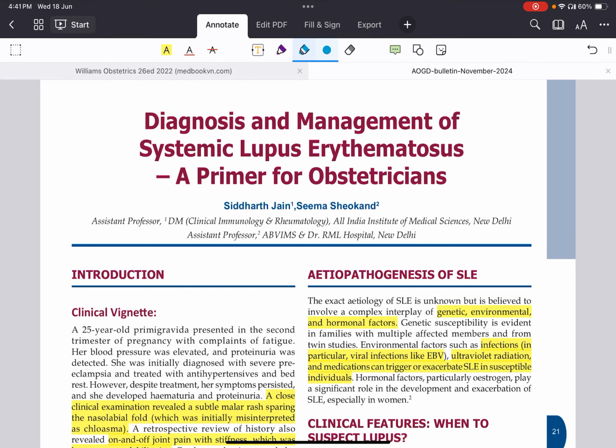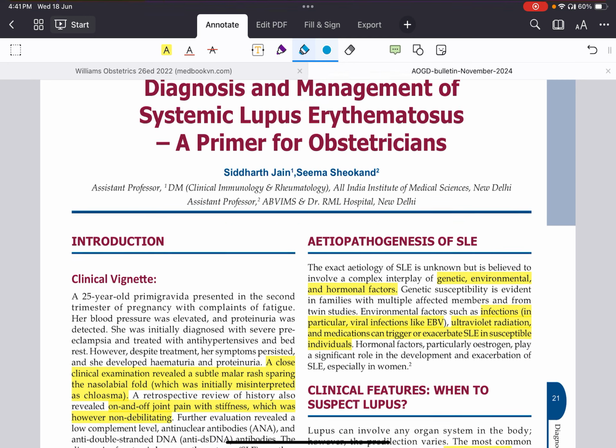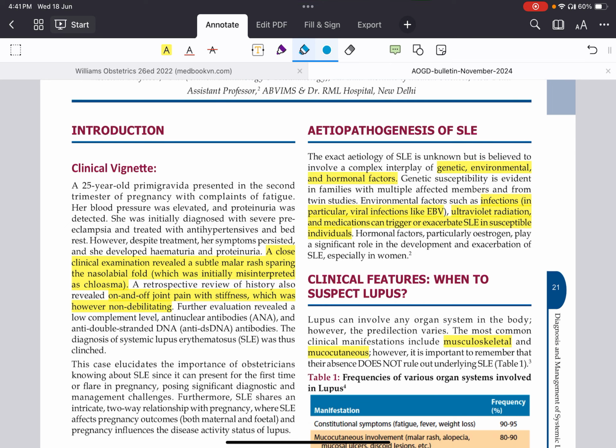Okay, now let's consider the AOGD Bulletin number 2024. I'm not going into the details of SLE because you learn that in your class notes. So let's learn the highlighted points here: diagnosis and management of SLE.